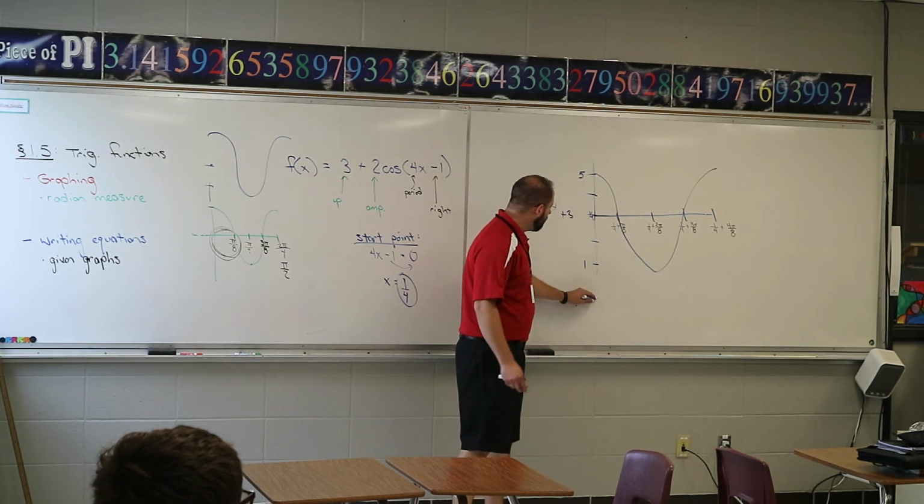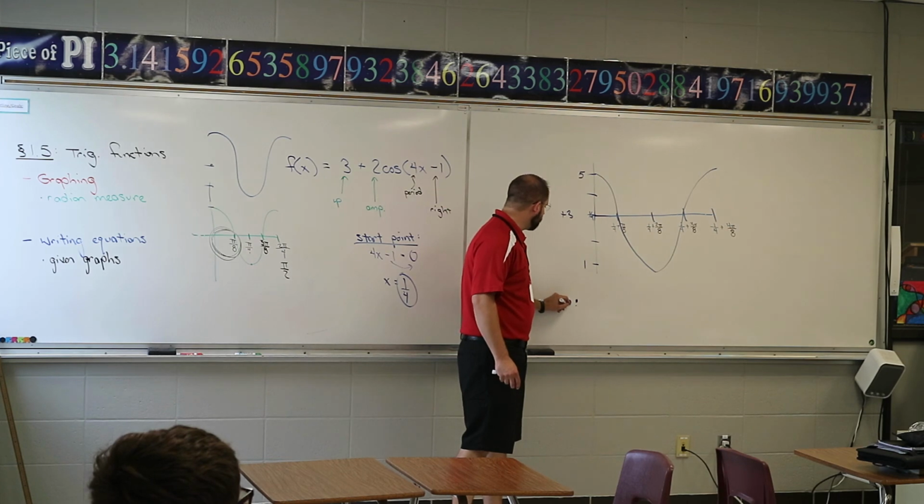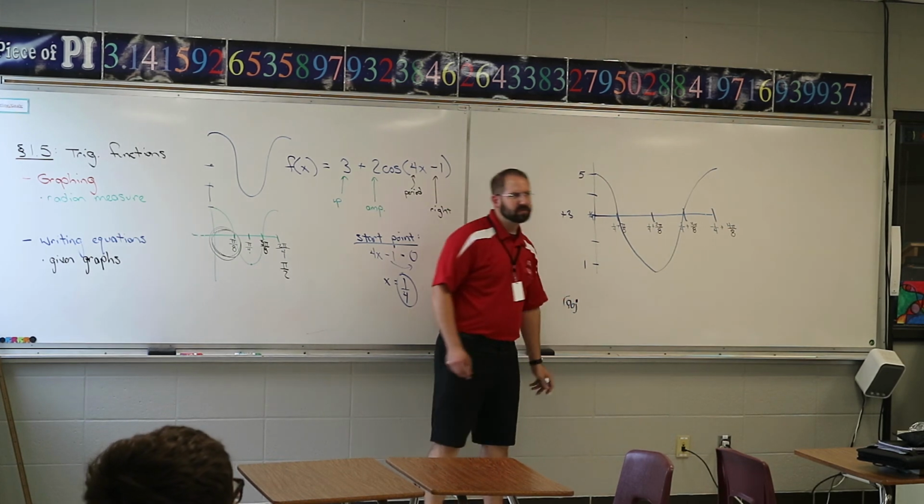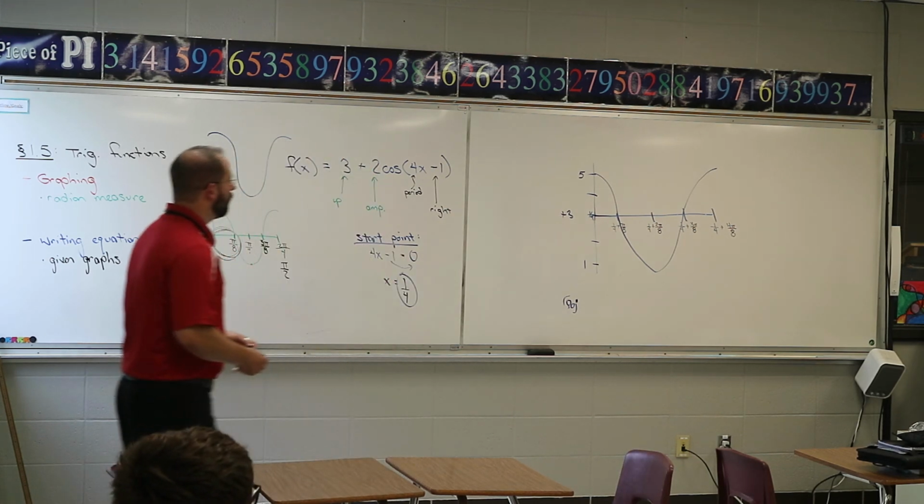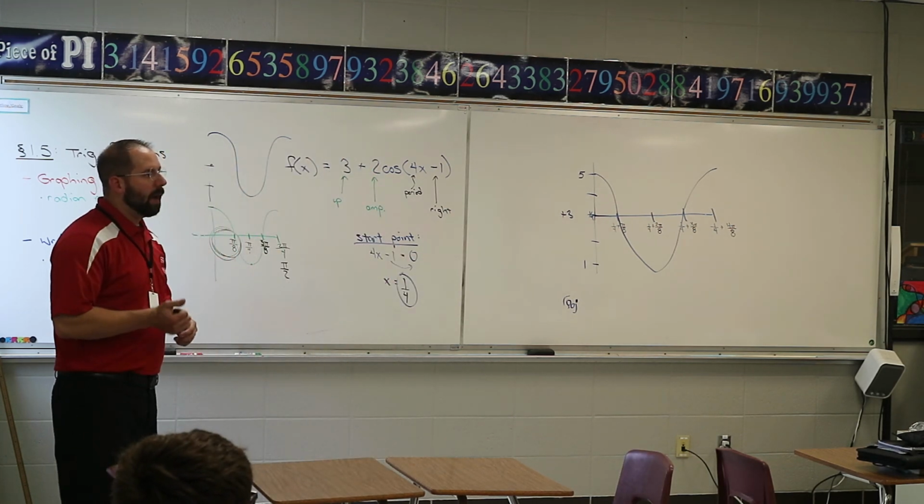Because I have to go down 1 and over about a 4 to figure out where 0, 0 is. 0, 0 is over here somewhere. So we are shifting over and up. Questions at all about how I did the graph?